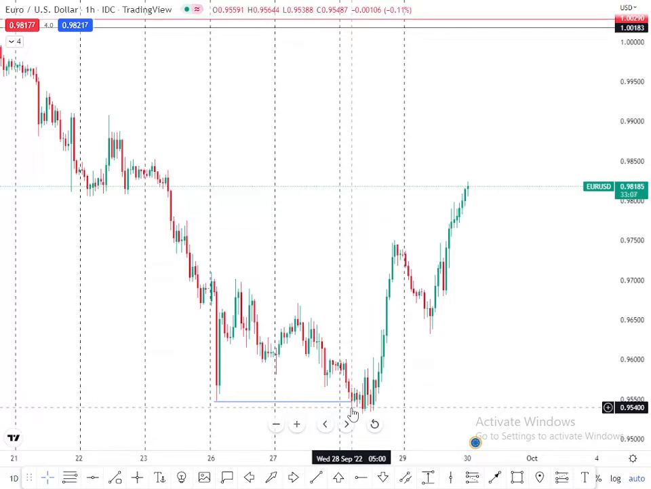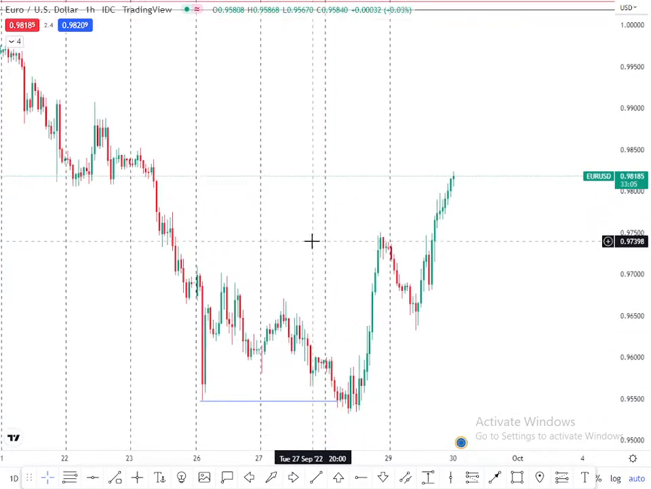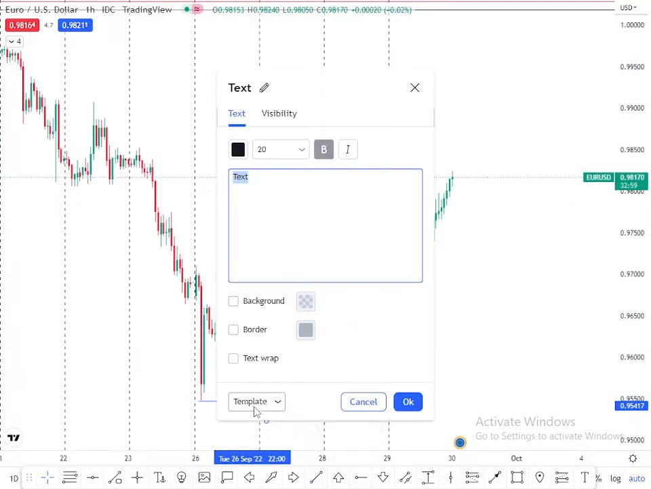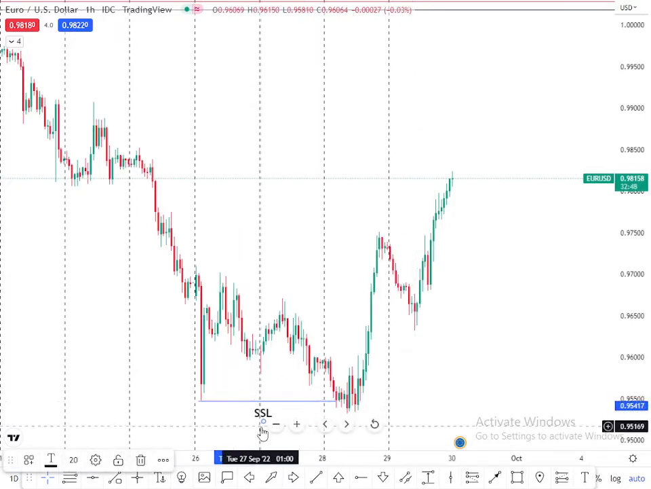So first things first, I was able to identify sell side liquidity, as you can see here. So just label this one. Sell side liquidity, right?